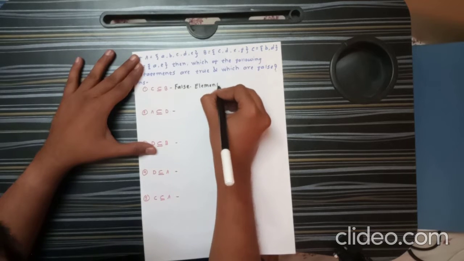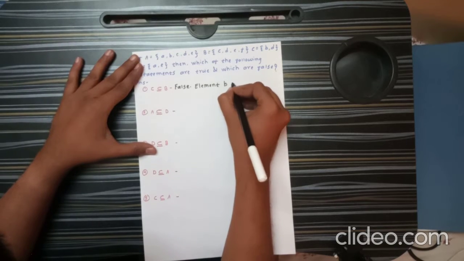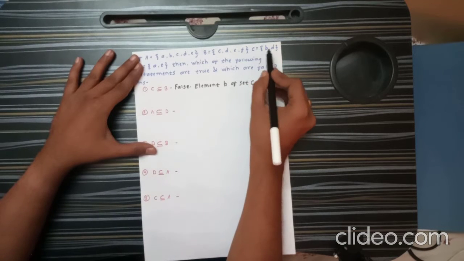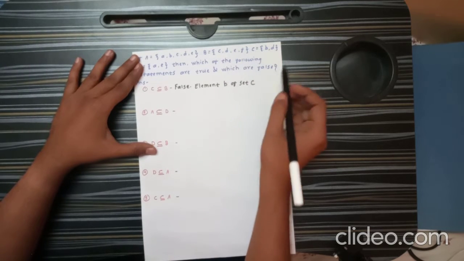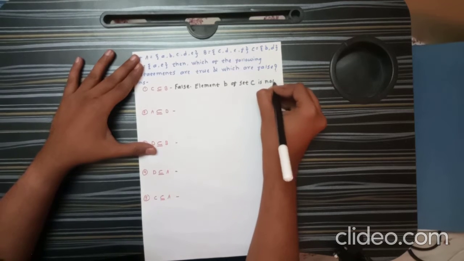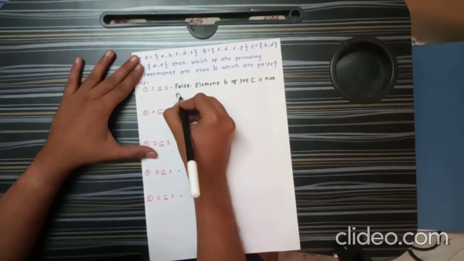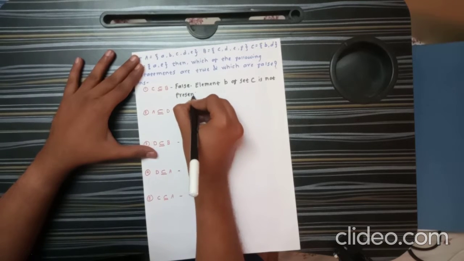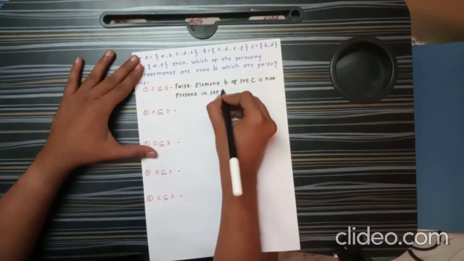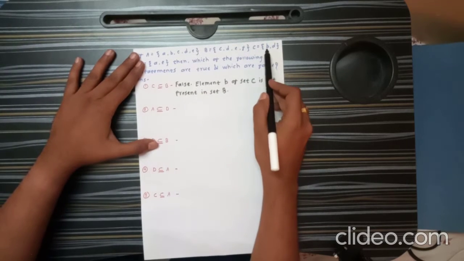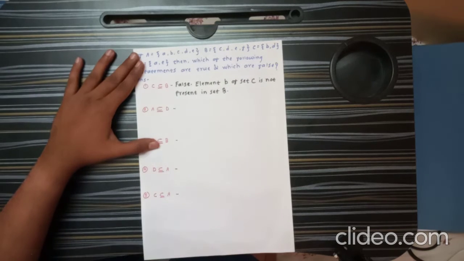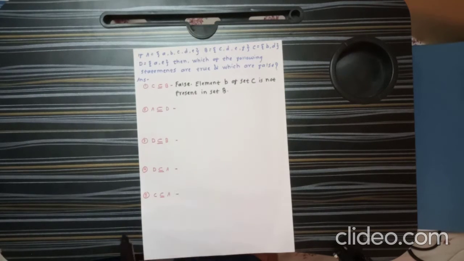Element b of set C is not present in set B. See, this small b is not present in this particular set, so this statement is false. This is the first example.